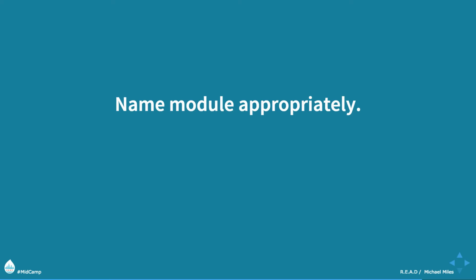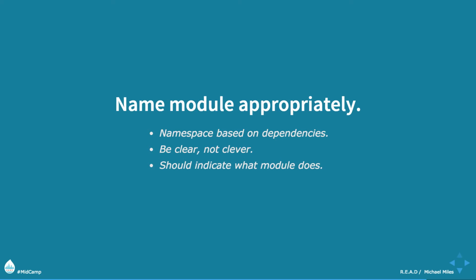Name your module appropriately. Namespace it based on dependencies. So if your module depends on another one, try to work that into the title. So when people have a quick glance in Google search results or the Drupal results, they gain a quick understanding of what your module does. It's important to be clear, not clever, with your module name. Just make it easy for people to understand, and it should indicate what it does.